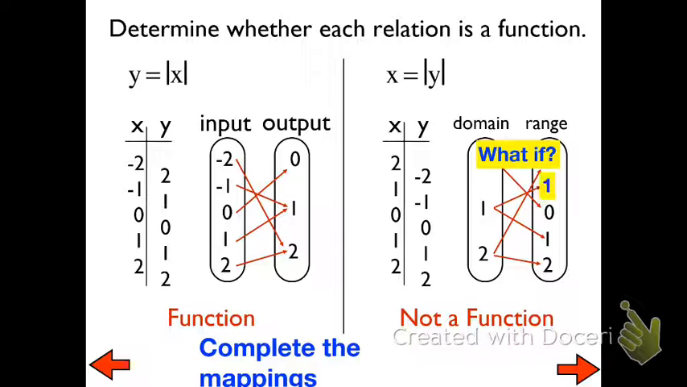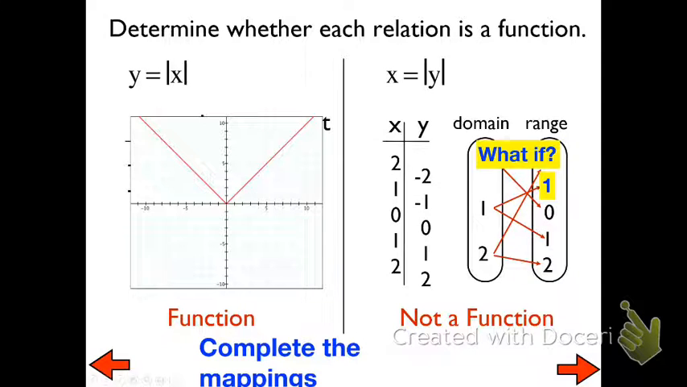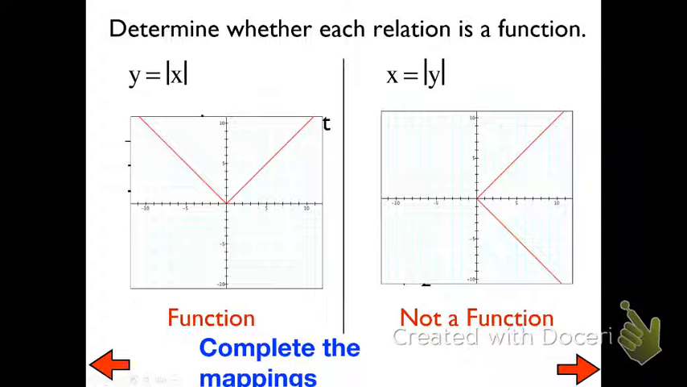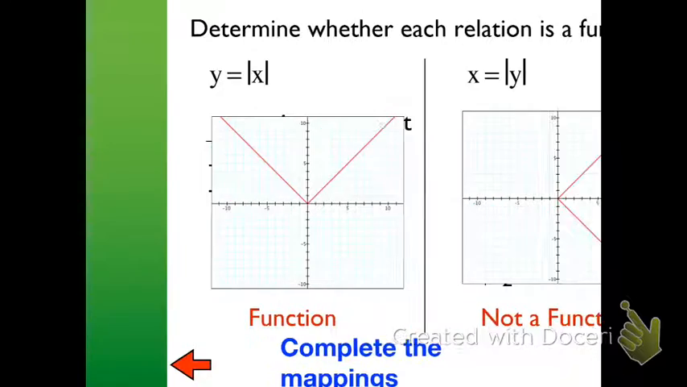Okay, this is looking at the graphs. So if you look at the graphs, you can see that both of them look like V's, but one of them is a right side up V and one of them is a sideways V. We're going to talk about that more in the second lesson.